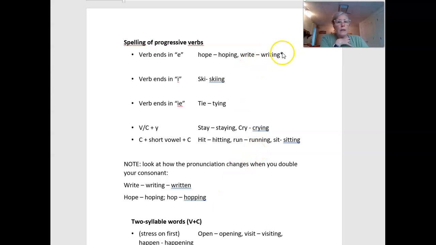And the reason why I wanted to talk about this is because look how the pronunciation changes when you double your consonant. In this case, write is my verb, writing. But here, when I double my consonant, I say written. So my vowel becomes a short vowel sound, written. And in this one, it's writing. So when I double the consonant, it changes the way I pronounce this vowel. Hope is hoping because it ends with an E. But hop, like a little rabbit, is hopping, H-O-P-P-I-N-G.